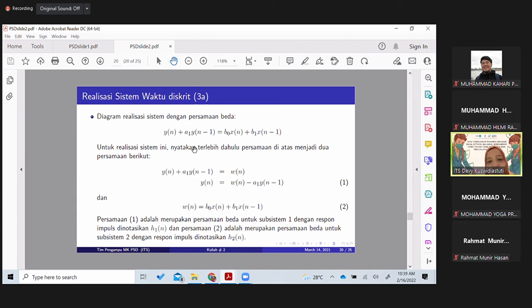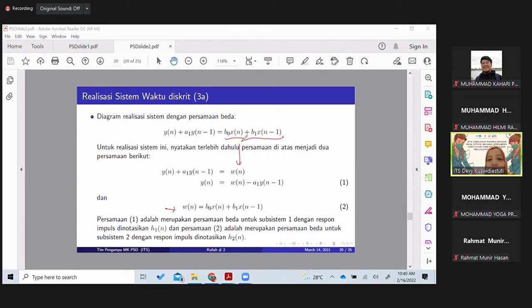Then what should we do if we have this kind of system? It is better to make this equation into two separate equations. For the first one, you could assume that the right part of the equation here is y and here.